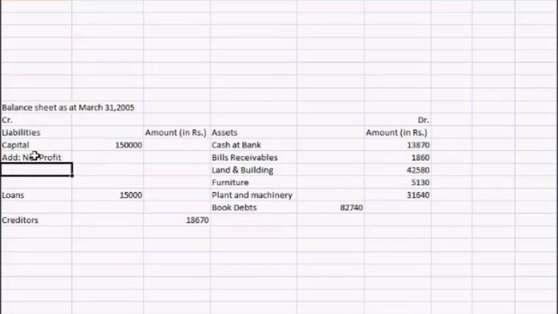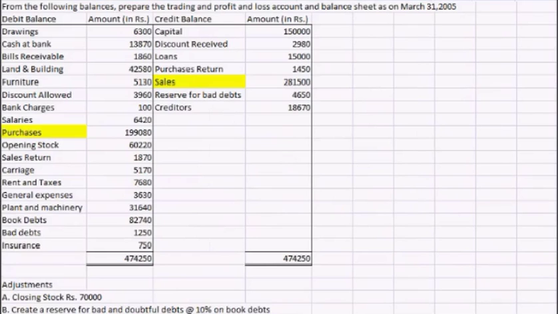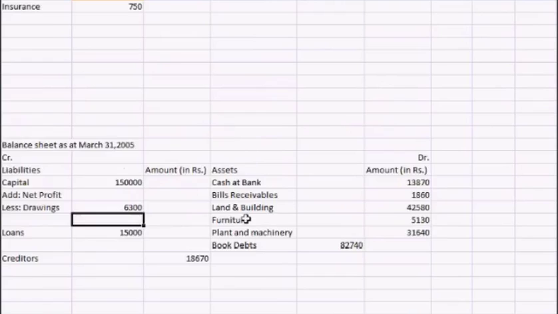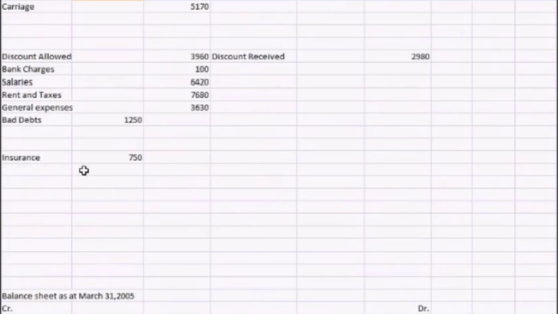We will also have drawings, so we have to deduct drawings. So what we can do is just write the amount of drawings. So what we have drawing here, so just incorporate that. We took the amount. The next we can go for the adjustment of insurance. It's pretty easy. So let's insurance and deduct the insurance premium prepaid. Insurance prepaid.